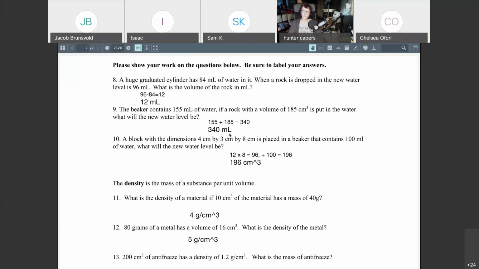This one, just number 10, just contains one extra step. We need to calculate what the volume of the block is. And so we're going to do that by multiplying those together, just like we did up above. 4 times 3 times 8 is going to get us to 96. And then plus 100, because that block is going to add to the volume of the water.